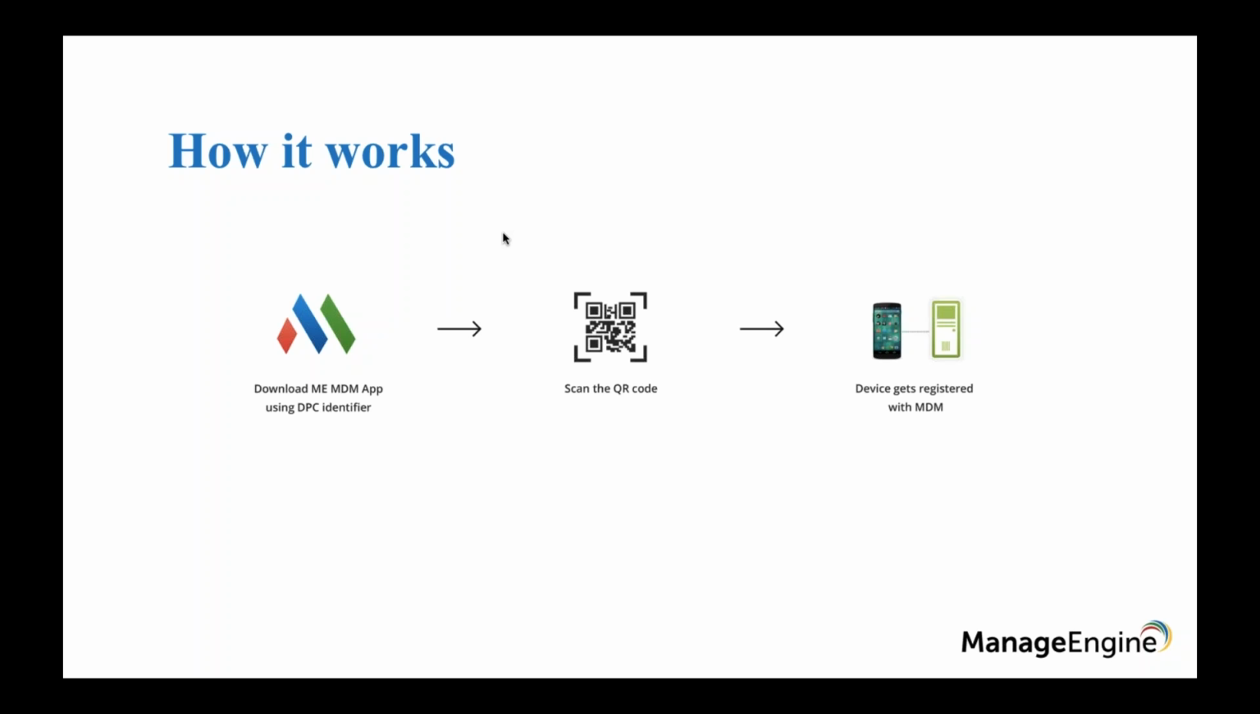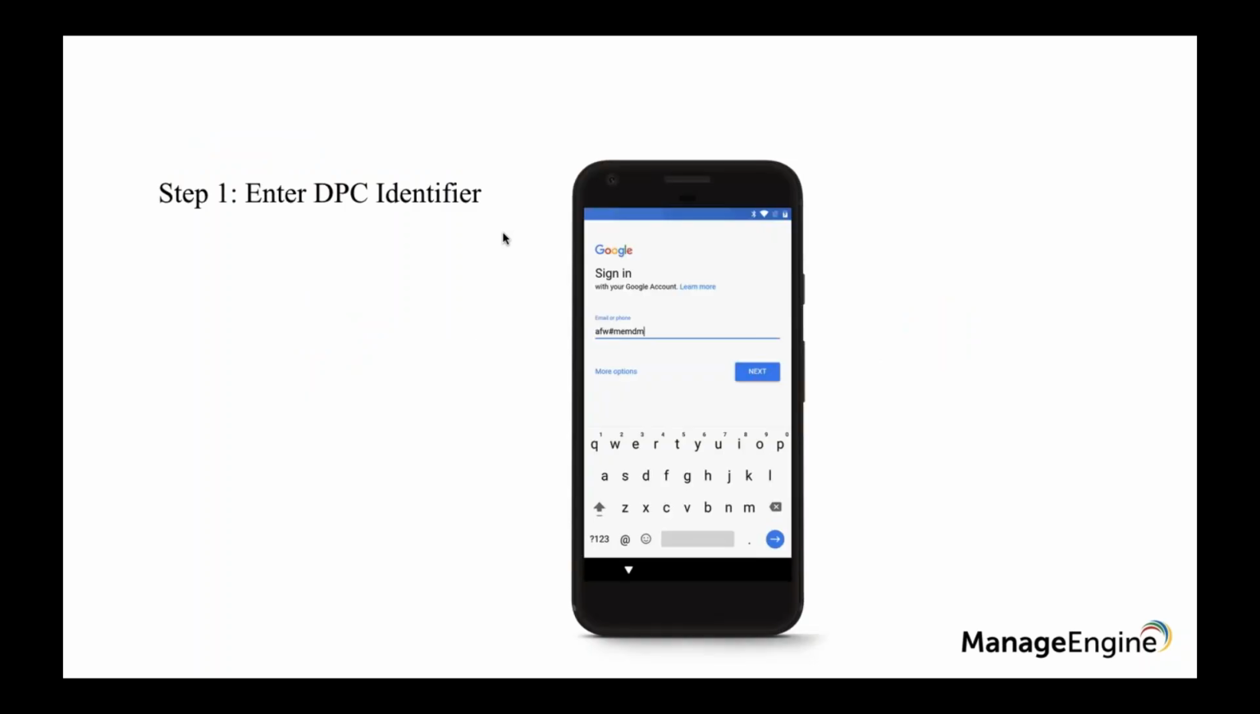The next is to scan a QR code which has all the server details of our server. This will complete the enrollment process, and once that is done, the device gets registered with MDM. All these steps need to be performed on the devices that we are trying to enroll. So let's see how we can do that.